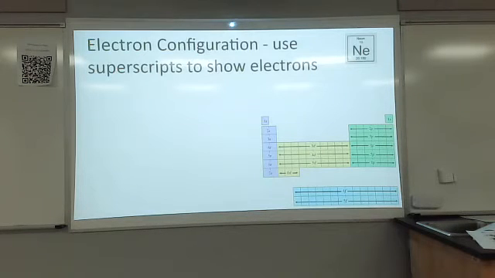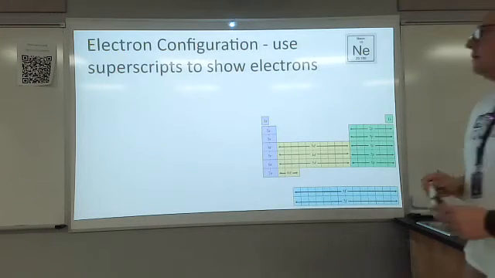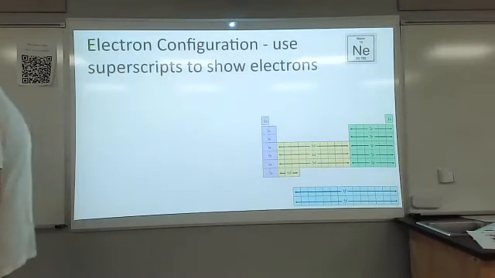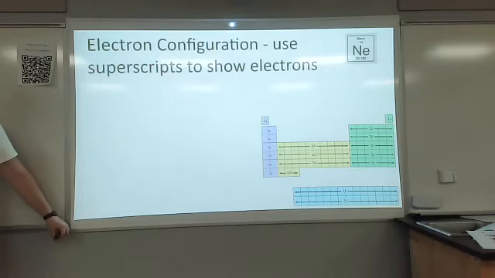What column is it in? 18, so it's a noble gas, right? Okay, I want to write down how the electrons are configured inside a neon atom.